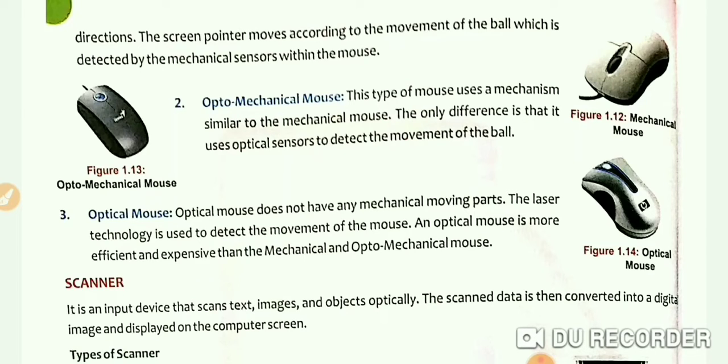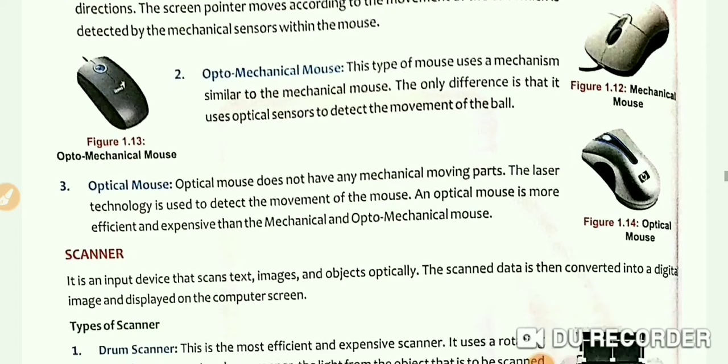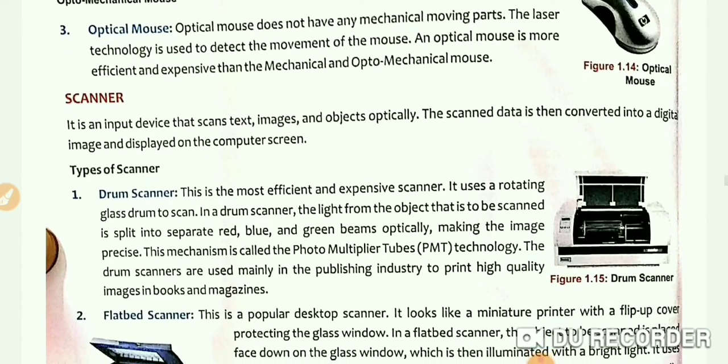This type of mouse uses a mechanism similar to the mechanical mouse. The only difference is that it uses optical sensors to detect the movement of the ball. Then the third one is the most commonly used mouse nowadays, the optical mouse. Optical mouse does not have any mechanical moving parts. The laser technology is used to detect the movement of the mouse. An optical mouse is more efficient and expensive than the mechanical and optomechanical mouse.